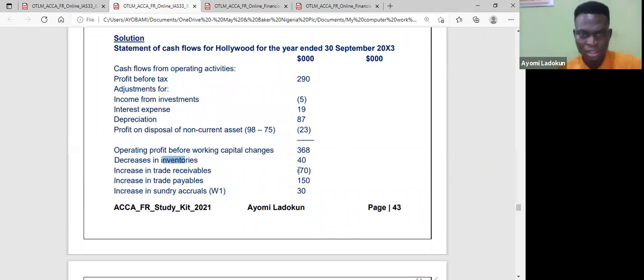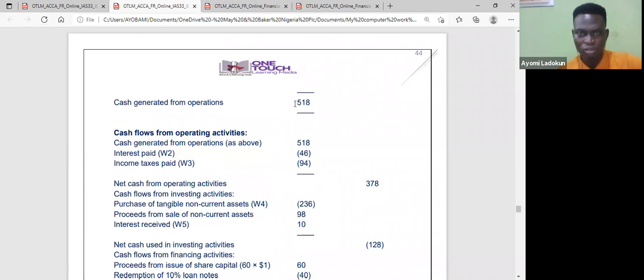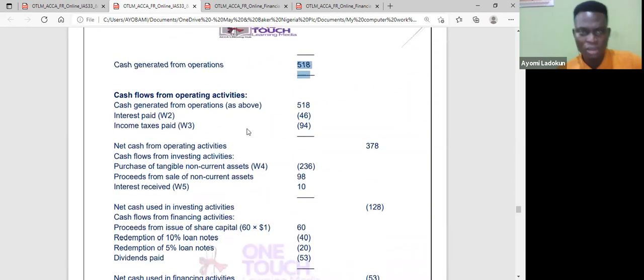Okay, so increase in receivables. You also compare from last year to this year. Then the same thing with payables. The increase in sundry accounts, we already did that. So by the time you net it off, you get your cash generated from operations. Then you now do your interest and income taxes. You have already done the computation. So that I can get net cash flows from operating activity.